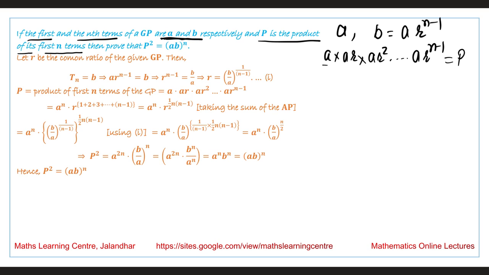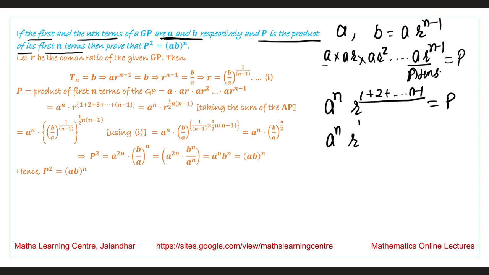So we are saying there are total n terms over here. So what we obtain from this is that A raised to the power n into R raised to the power 1 plus 2 plus so on up to n minus 1 is equal to P. This is A raised to the power n, R raised to the power, these values are there, so it is 1 by 2 into n into n minus 1, is equal to P.